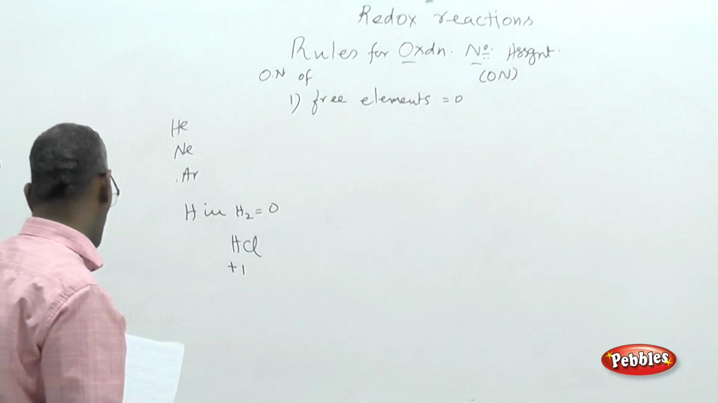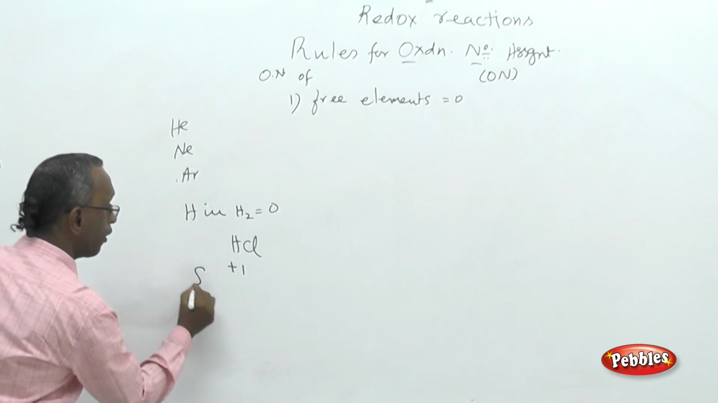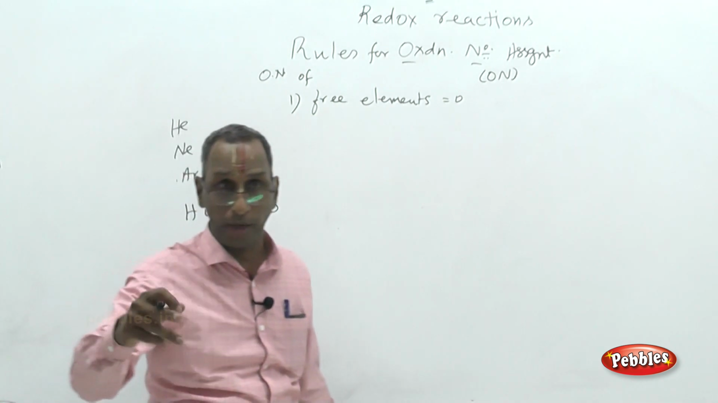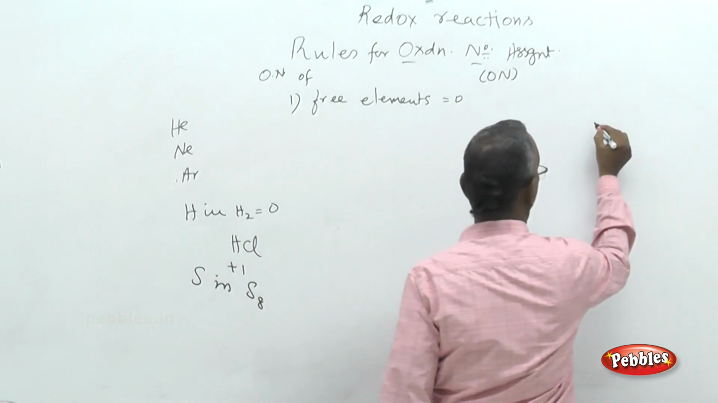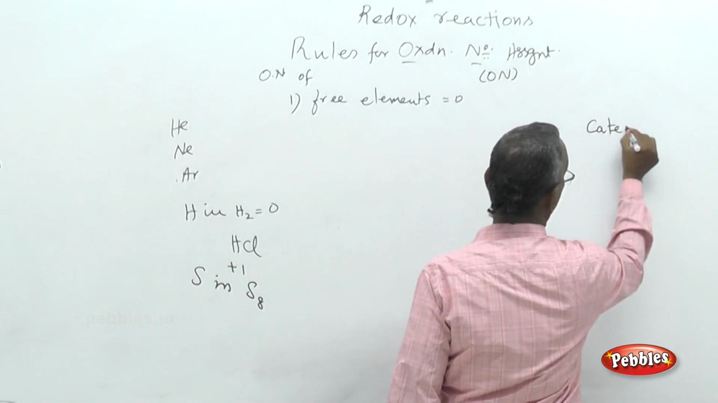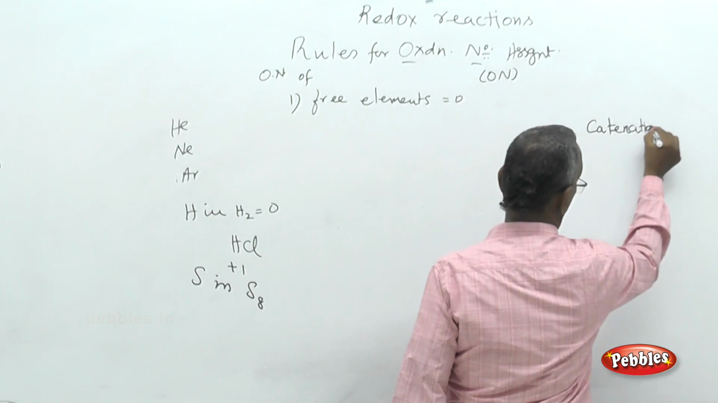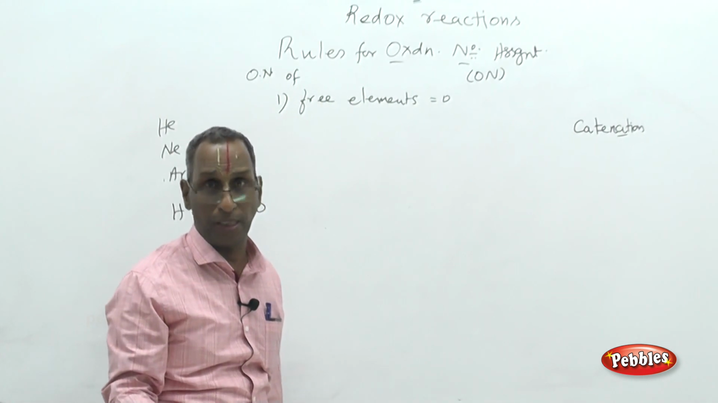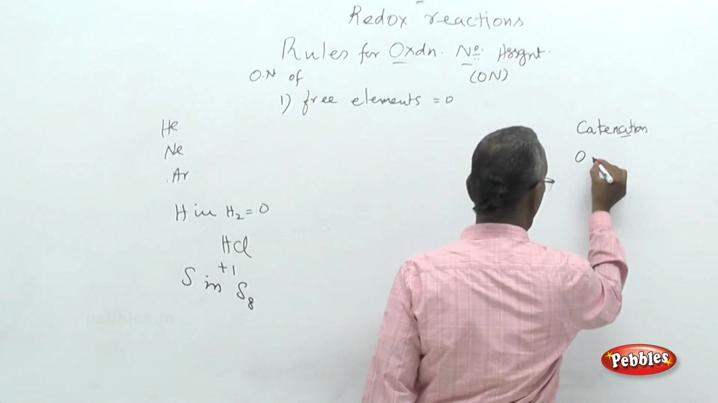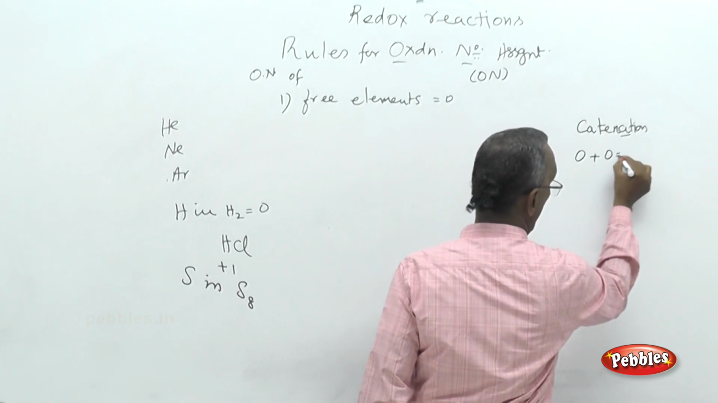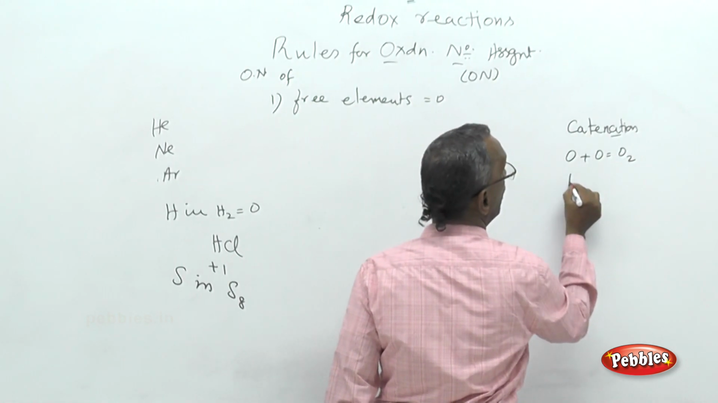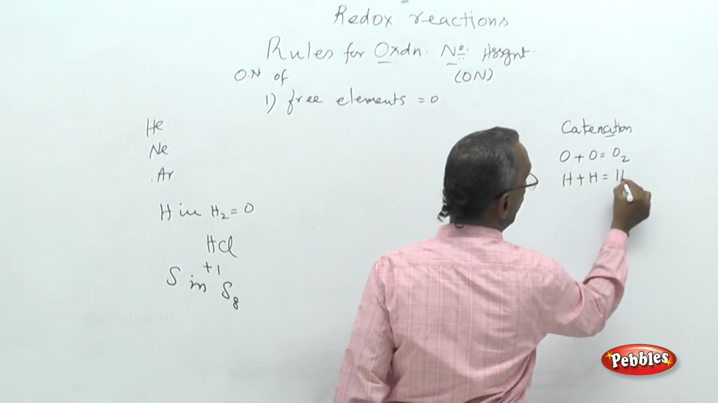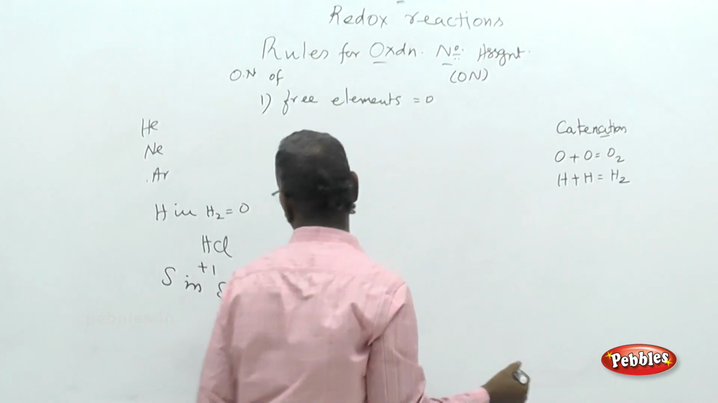So hydrogen in the hydrogen molecule, and sulfur in a compound called S8. There are 8 sulfur atoms. We have studied the property of catenation, which is the capacity to combine with similar atoms, the same atoms. For example, oxygen can catenate, combining with another oxygen to form an oxygen molecule. Hydrogen can catenate, combining with another hydrogen atom. This phenomenon is called catenation.